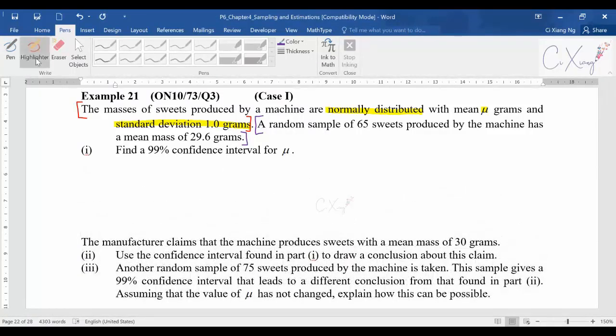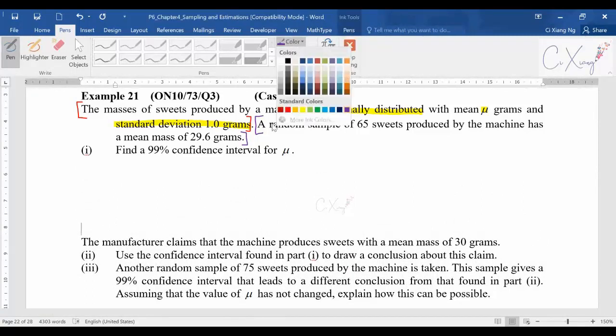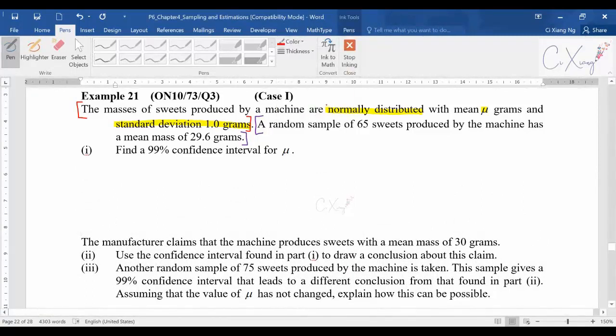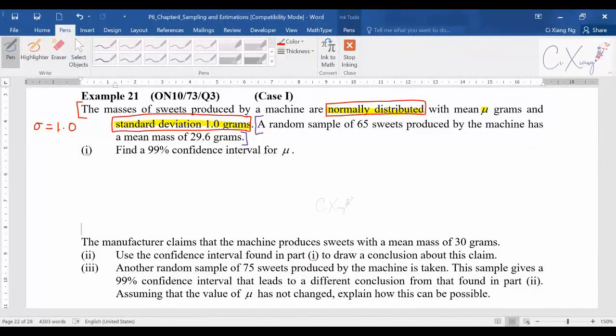Alright, so from here you will see that again I ask you to highlight the important word, normally distributed. Which means in this case they are telling you that this population is normal. And because the red bracket sentence is talking about the population, they tell you that the standard deviation is 1.0. So the standard deviation here is actually the population standard deviation, sigma equals 1.0. If sigma equals 1.0, it means that for this case you know the population variance.